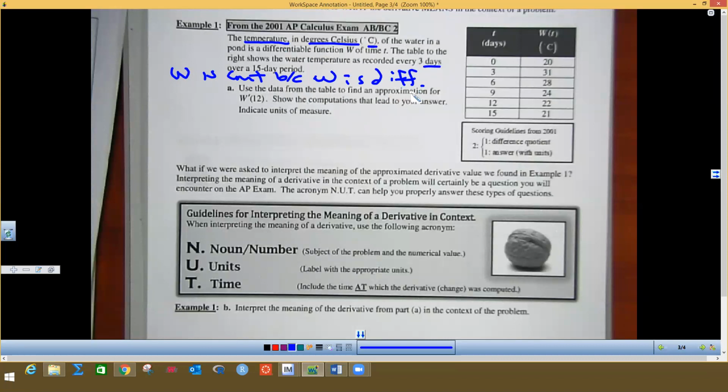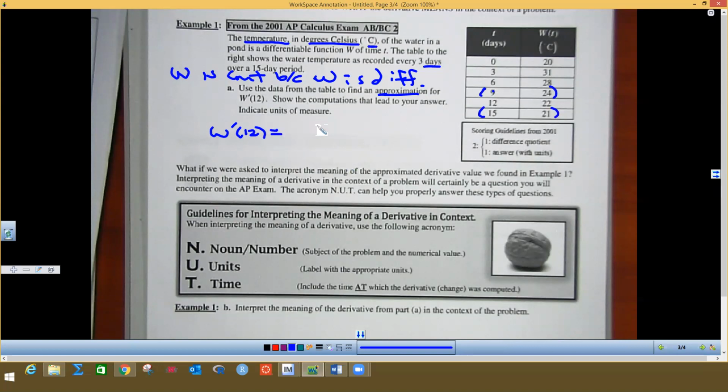Use the data in the table to find the approximation for W prime at 12. Well, we need to know that W prime of 12 is going to be the slope of W. So we need to find where t, time, is 12. We've got 3 different options here to use. We can use 9 and 12, 12 and 15, or 9 and 15. Doesn't really matter which one we use. I'm going to use the one on each side of 12, so I'm going to use this point and this point. I could have used any of the others.